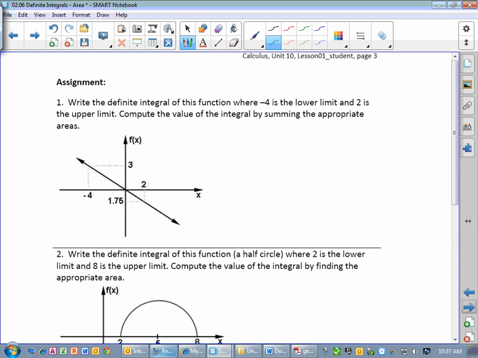So that's pretty much it, believe it or not. There's really no catch just yet except for the negative. You've got to remember below the x-axis is negative.